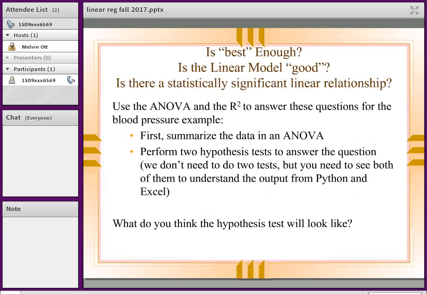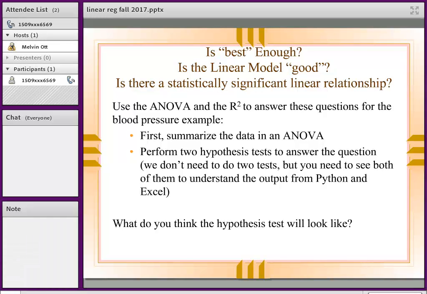So let's keep going here. Now, the big question is, is my model really any good? Is there a statistically significant linear relationship here? And the way you're going to answer that is you're going to take your analysis of variance table and the R-squared value, and you're going to answer these questions about blood pressure.